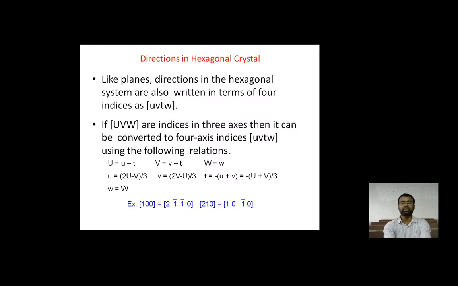So from this we are concluding our lecture, and we will discuss more regarding these structures and the planes of these crystal structures in the next class.